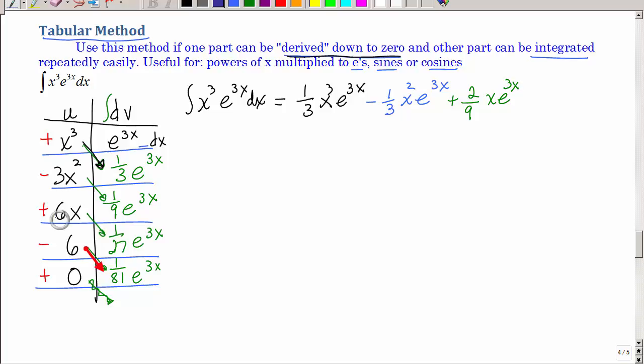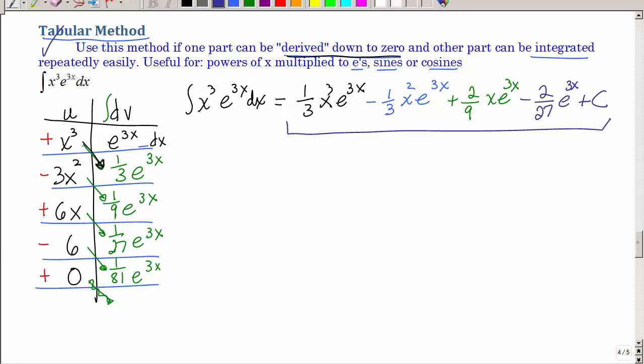Then my next one, let's see, I've used the positive 6x. Now I have negative 6 times 1/81. And again, you could write that as negative 6/81. Or you could reduce it down to negative 2/27 e to the 3x. And then, of course, you put plus c. Now you can try that problem again and write it out the long way, but you're going to end up in the same spot. So much easier when you can use it.